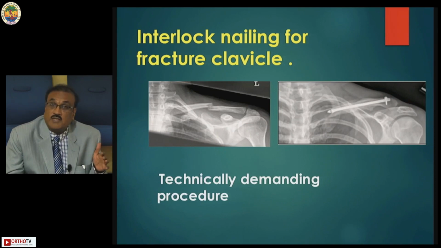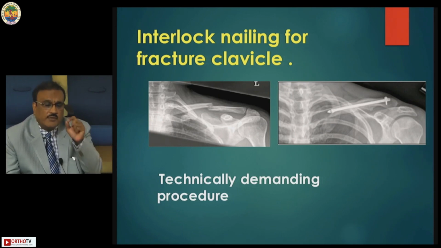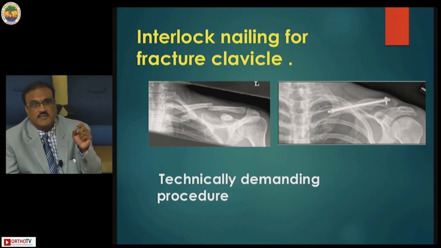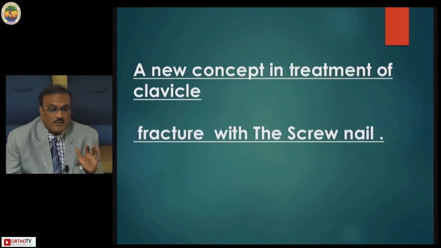So, therefore, to nullify this migration problem, interlocking nailing for fracture clavicle has been devised, and they have also given a very good result, but technically it is demanding, and through a very small hole it is very difficult to do an interlocking nailing. Therefore, I have devised a new concept in the treatment of clavicle fracture with a screw intramedullary nail, which will prevent migration of the nail.